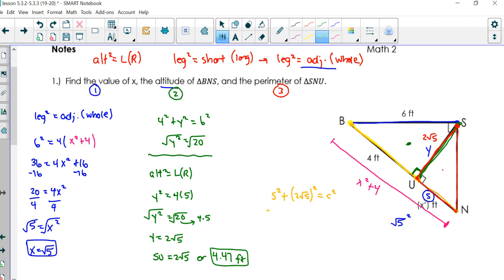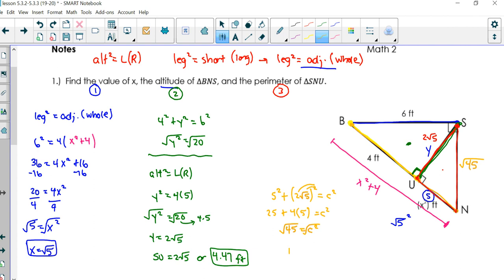So this would be 25. This, because this is multiplication, we can distribute it here, which actually gives us 4 times square root of 5 squared is 5 equals c squared. So this is 25 plus 20, which is 45, equals c squared. So c would be the square root of this. So this is the length of square root of 45.